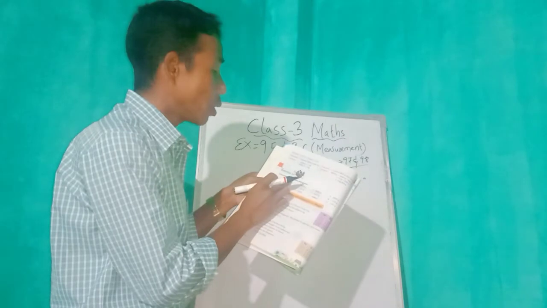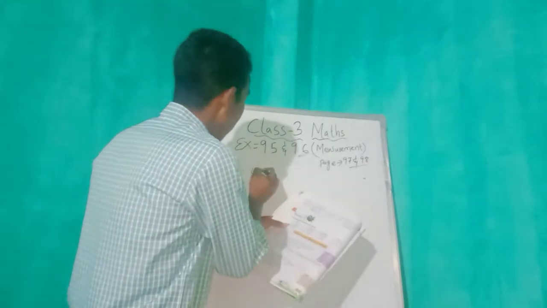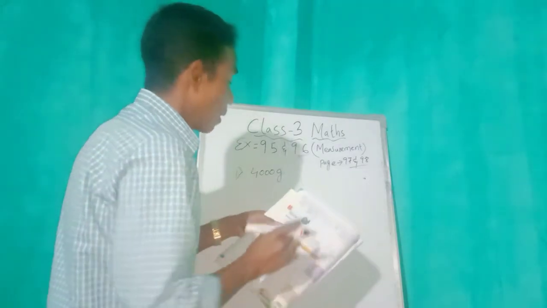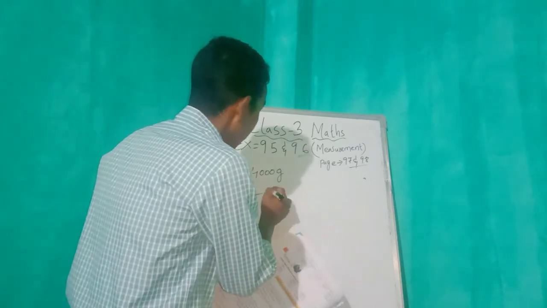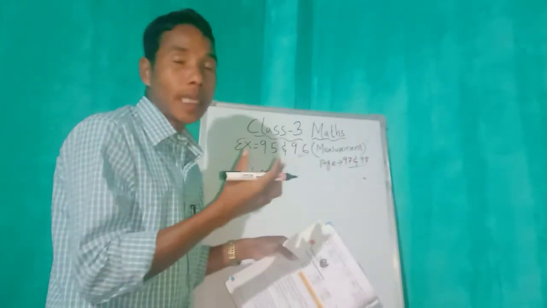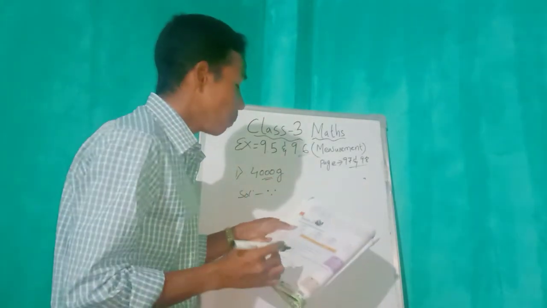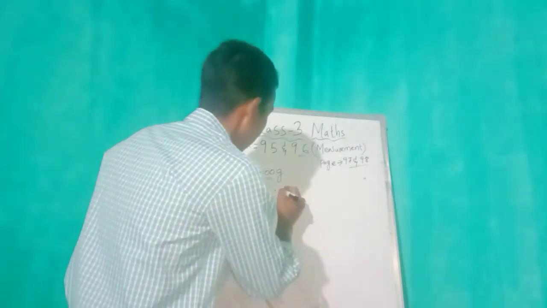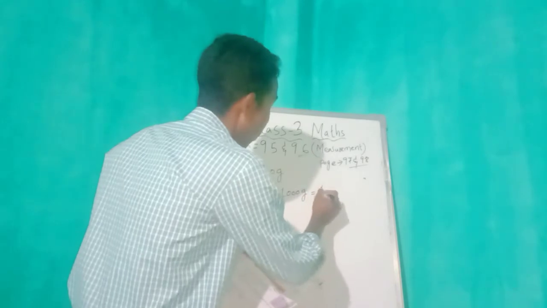Exercise 9.6. What is it? Convert into kilograms and grams. Okay. See, number one, we have 4000 gram. We know, just before I have told you that 1 kg equal 1000 gram. So here, this gram we have to convert into kilograms and grams, okay? So 1000 gram equal 1 kg.